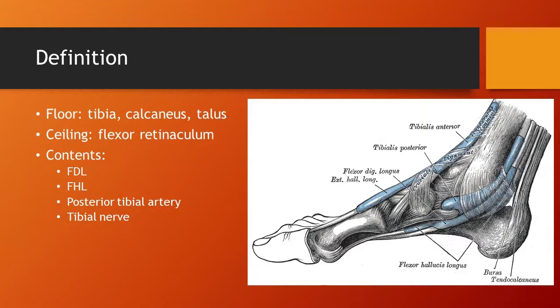So the tarsal tunnel itself consists of several different structures. The floor is made up of the tibia, calcaneus, and talus. The ceiling is the flexor retinaculum that runs over the top of the tendons and nerve. And so the contents of that tunnel include your flexor digitorum longus, flexor hallucis longus, your posterior tibial artery, and the tibial nerve. This space is very inelastic. It is a fixed space, so any inflammation is going to cause pressure on all of those structures, but especially that nerve.